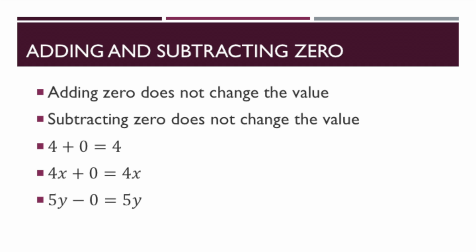Now, adding and subtracting zero is pretty straightforward. If we add zero to a value, it doesn't change the value. And if we subtract zero, it doesn't change the value either. Think of it this way: I have 5 apples and I add 0 apples, how many apples do I have? I have 5 apples. And if I have 5 apples and take away no apples, I still have 5 apples. So we have things like 4 plus 0 equals 4, 4x plus 0 is still 4x, and 5y minus 0 is still 5y.